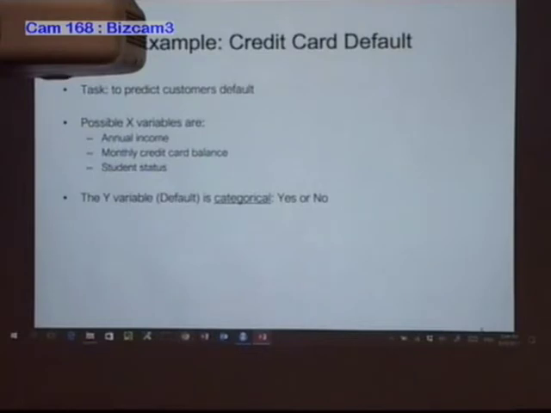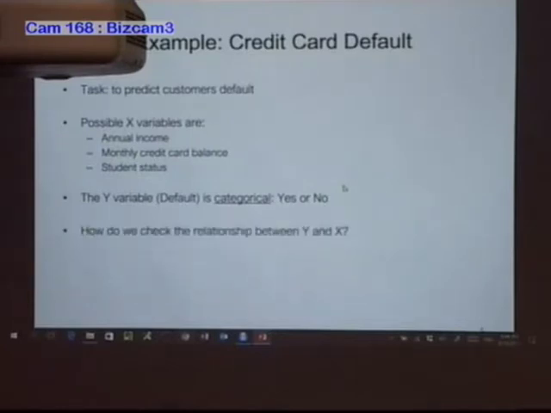So let's take a simple example. We are predicting customer default. This is a credit card story. We collect some X. For each customer, we collect some information: annual income, credit card balance, that's how much money they owe to the bank so far, and whether they are students or not. It's just a trivial example, not real, but simple. And the y we need to predict is, given this information about a particular customer, is this person going to default or not? That's a yes or no kind of prediction.